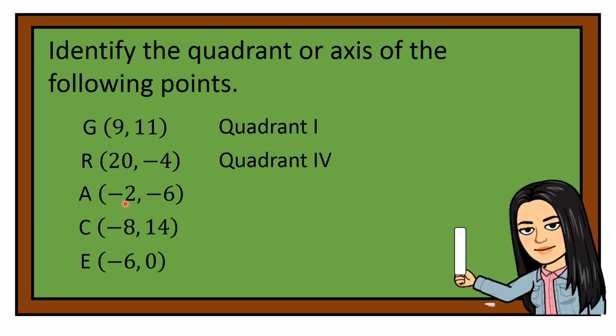Point A. The x-coordinate is negative. The y-coordinate is negative. Therefore, it can be found in quadrant 3. Point C, the x-coordinate is negative 8, the y-coordinate is positive 14. Therefore, it is located in quadrant 2. And point E, the x-coordinate is negative and the y-coordinate is 0. So this cannot be found in any quadrant, but this can be located on the x-axis.